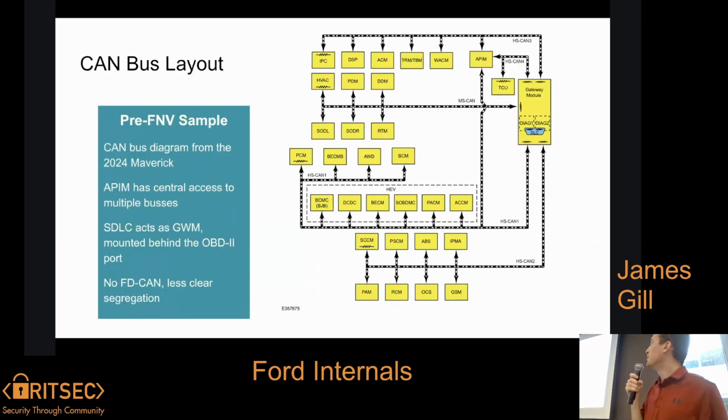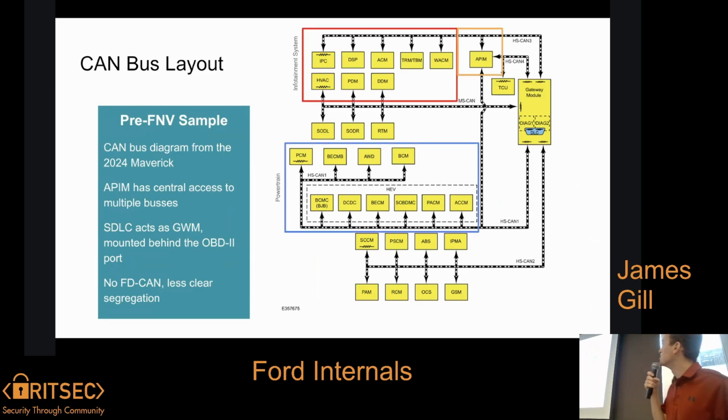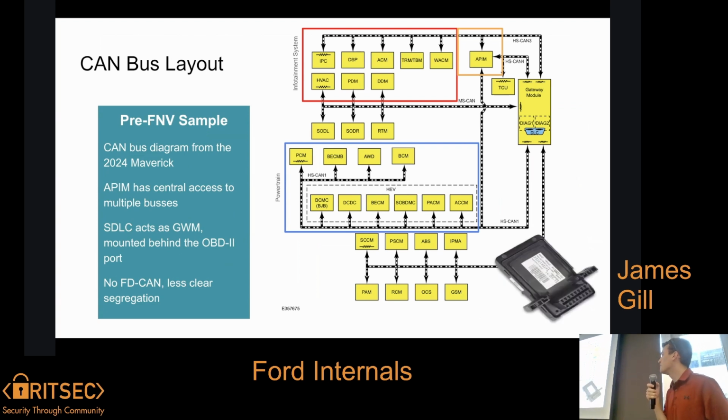This is the old architecture diagram. I think I have some labels. But basically, this is the old pre-FNV way they laid everything out. You can see there are a lot of electronic modules in vehicles. I maybe didn't think there were this many before. And they're sort of segregated, right?